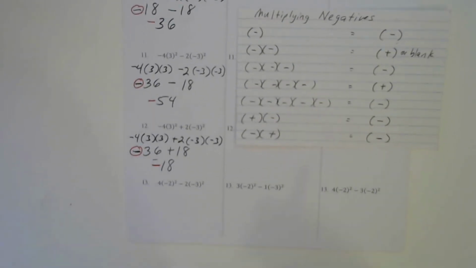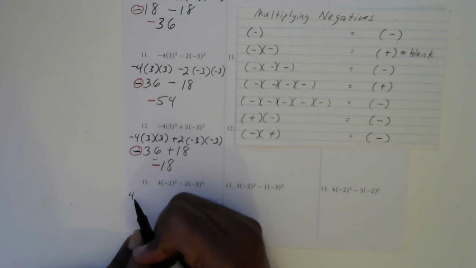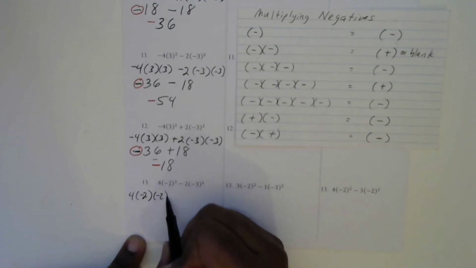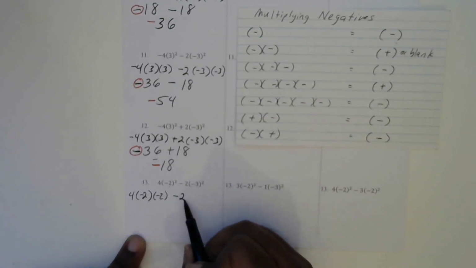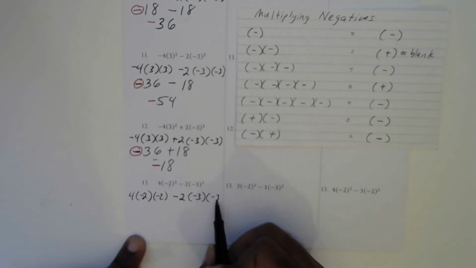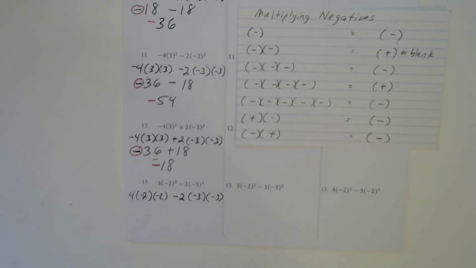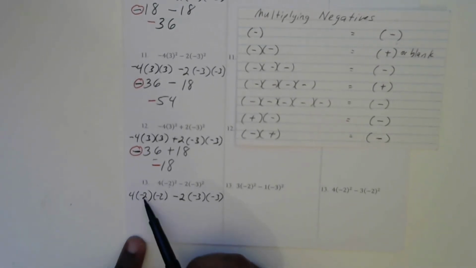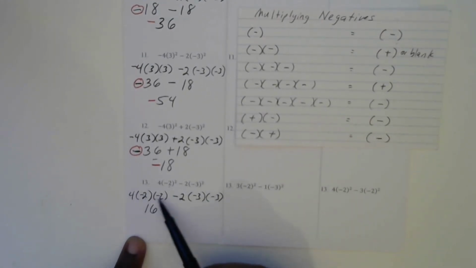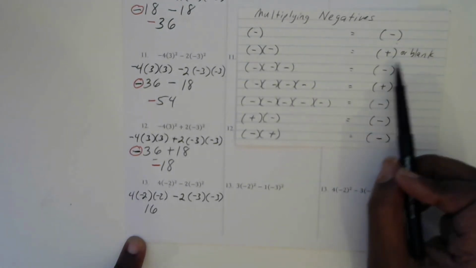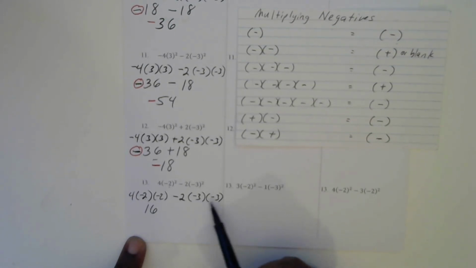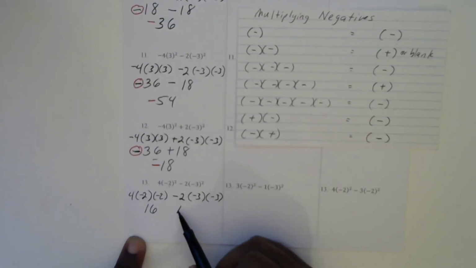Okay, number 13. We have a 4, and this negative 2 needs to be written twice, so we have a negative 2 here, and then another negative 2 there, then a negative 2 right here, and this negative 3 here needs to be written twice. Okay, so let's multiply now. 4 times 2 is 8. 8 times 2 is 16, so this is 16. This has a total of 2 negatives, and 2 negatives will be positive, so this is a positive 16. 2 times 3 is 6. 6 times 3 is 18, so this will be an 18.